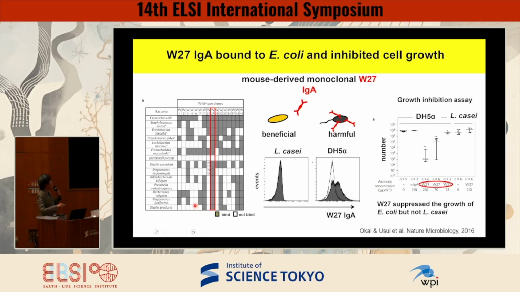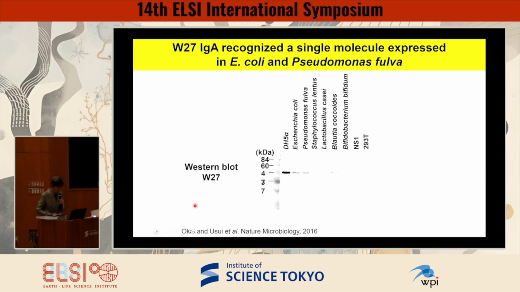And this is a flow cytometry analysis. This W27 monoclonal IgA does not bind to L. casei at all, but does bind E. coli. And if we co-culture each bacterium with the IgA antibody, only W27 can suppress the growth of E. coli, but spares L. casei. So why can this IgA distinguish?